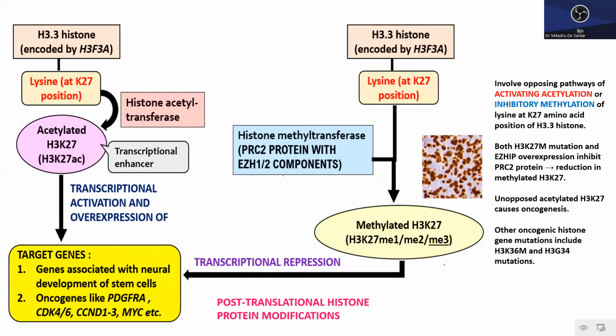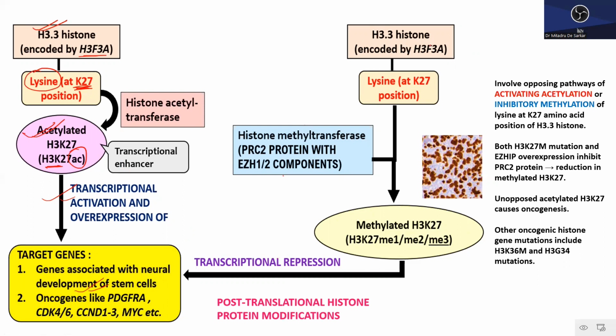So let's talk about the various kinds of gene mutations and the role of the normal histone proteins in that particular context. Let's start with the left. So you have got the histone 3.3 variant, which is encoded by the gene H3F3A. In this particular protein, at the K27 position, you have got the amino acid lysine. It is acted upon by histone acetyltransferase, and as a result, this particular histone becomes acetylated histone, that is H3K27Ac. This acetylated histone is basically a transcriptional enhancer, and this will result in increased transcription and activation of multiple oncogenes like PDGFRA, cyclin-dependent kinase 4, 6, MYC, etc.